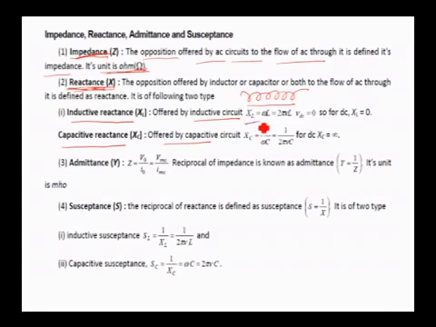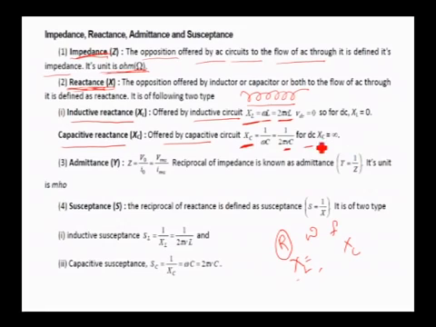So inductive reactance XL is given by omega L. You just see this difference, omega into L. Normal resistance does not depend on the omega or frequency. But XL is the resistance of the inductor and XC is the resistance of the capacitor. The resistance of the inductor is directly proportional to the frequency. The resistance of the capacitor, called capacitive reactance, is inversely proportional to frequency.